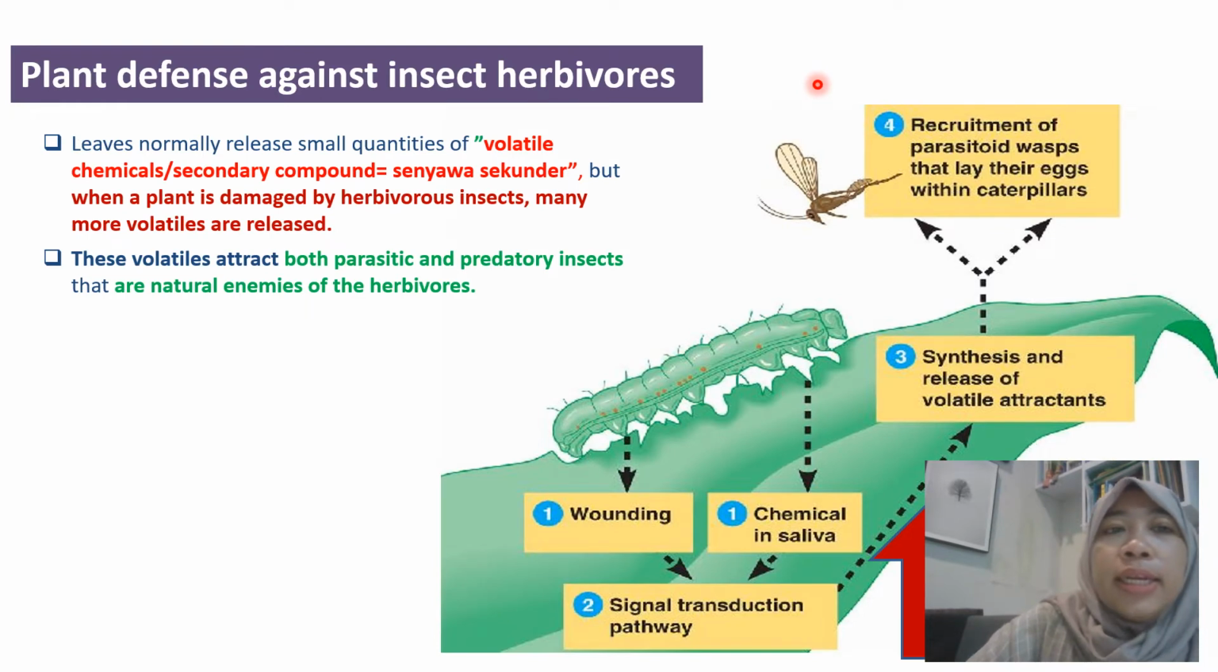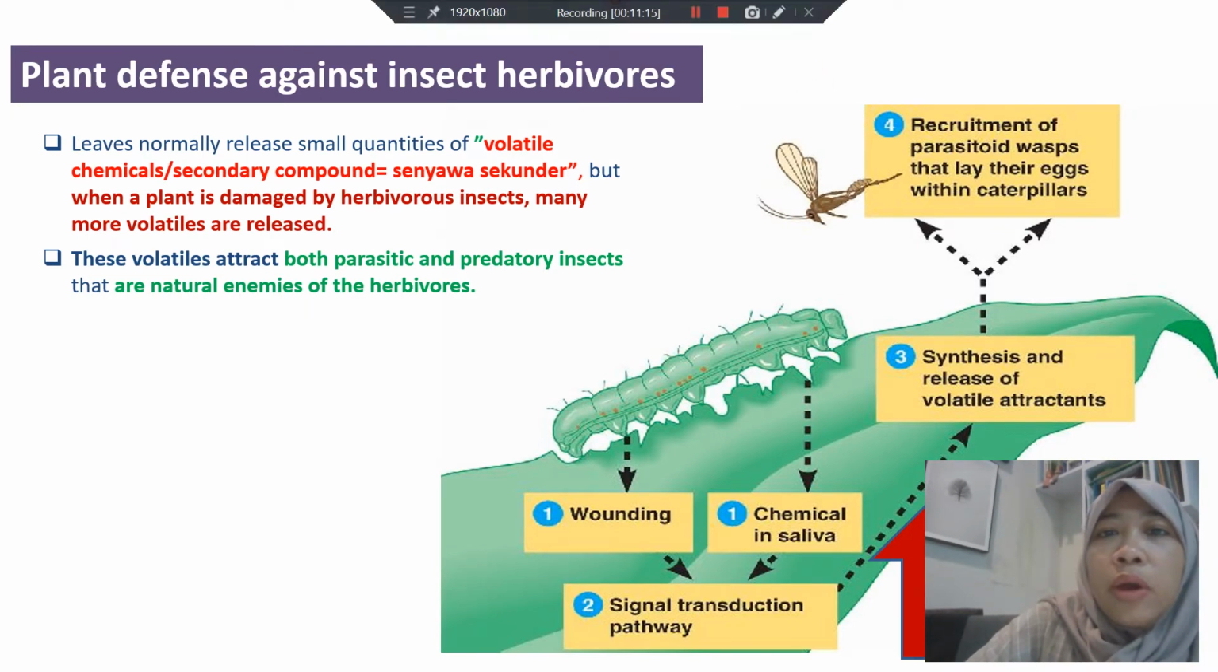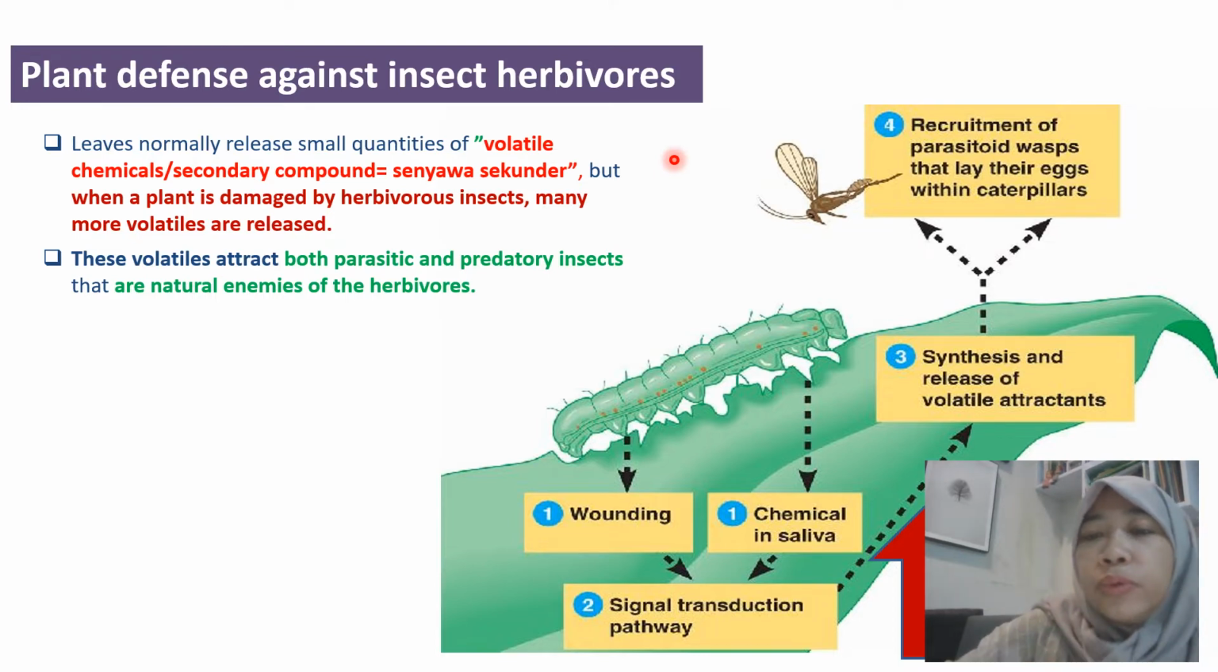And then this is the plant defense against insect herbivores. What can the plant do while the crops or the plant is attacked by the pest? They do communicate. How can they communicate? For example, the leaves commonly release small quantities of volatile chemicals or secondary compounds. They release the secondary compounds.